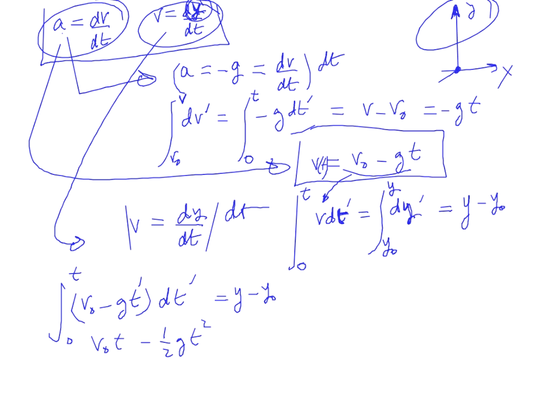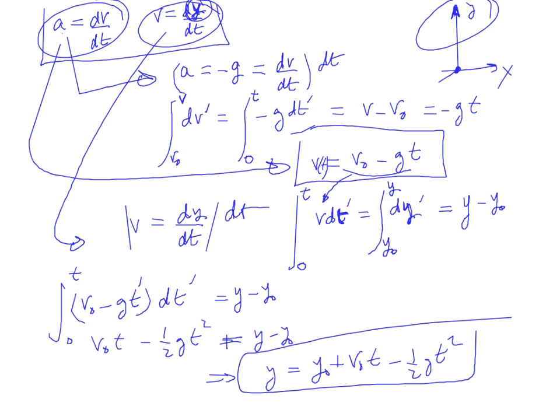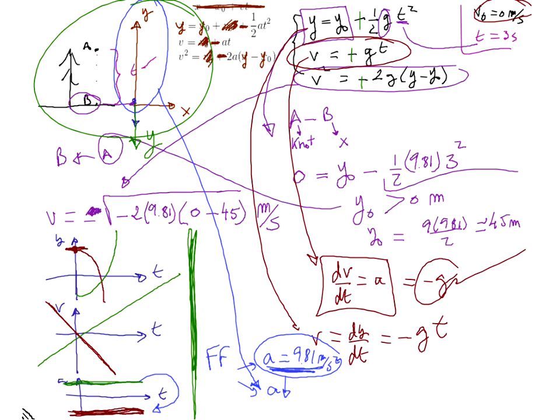And after you evaluate it between t and 0, the 0 terms will all disappear, and you look only left with this. You can now move the y naught to the other side, or write it on both sides. So now you can solve for y, and you end up with y naught plus v naught t minus 1/2 gt squared. Again, that should be this equation right here.